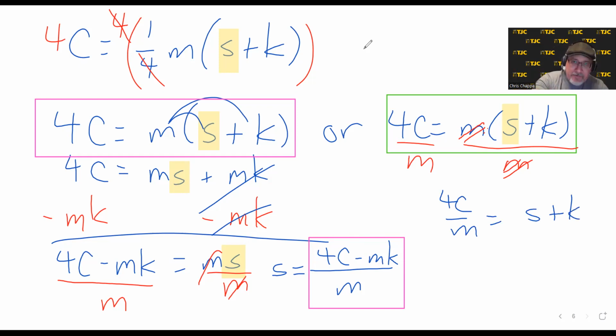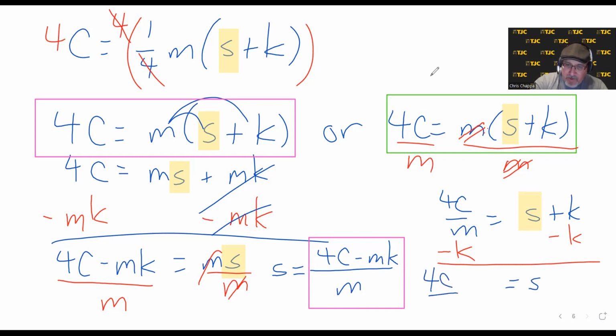Oh, now all I have to do to get the S by itself is unadd. In other words, undo the plus K, and we undo that with the minus K. That will get the S by itself because the K's will cancel on the right. But on the left side, we have a subtraction problem that we can't finish. 4C over M, then minus a K. There's nothing left to do there, but is that an acceptable answer? Or more importantly, is it the same as the previous answer that we got? And the answer is yes, if you completed the subtraction problem.